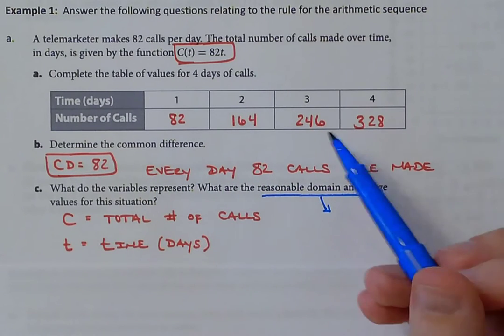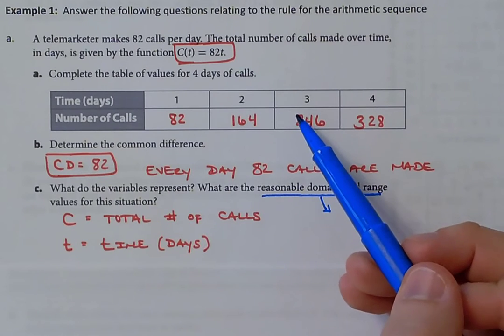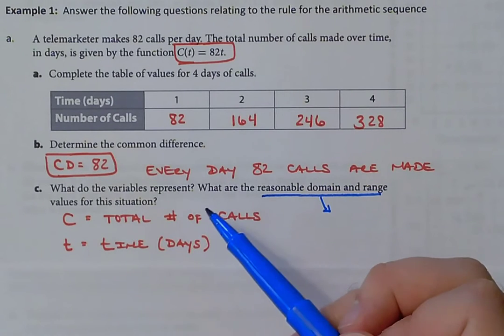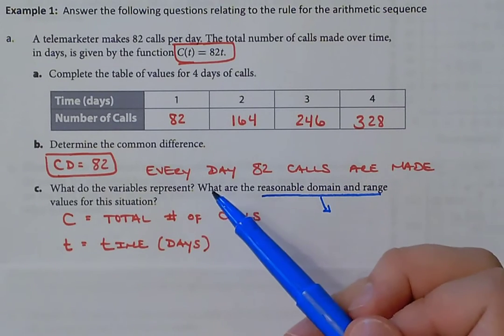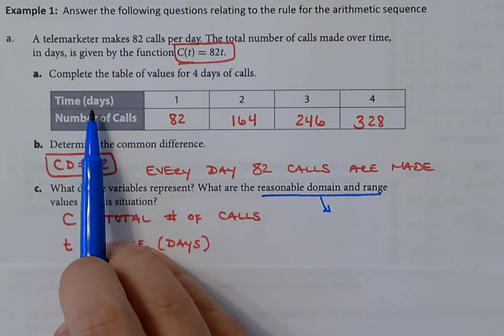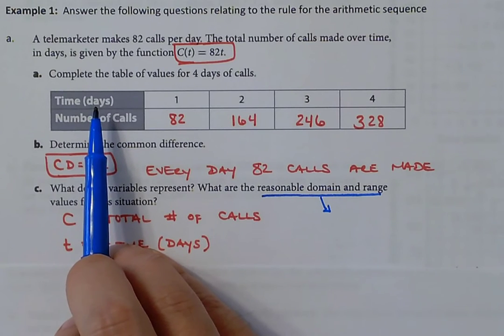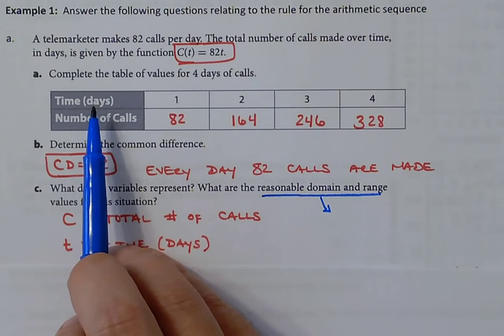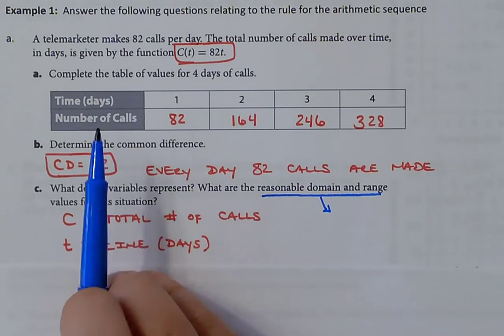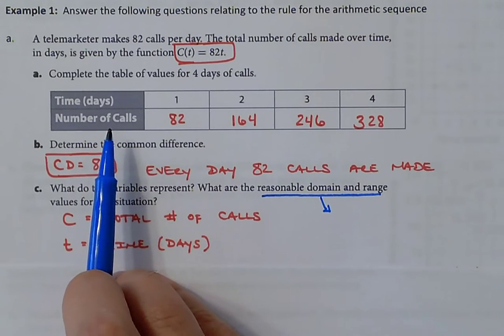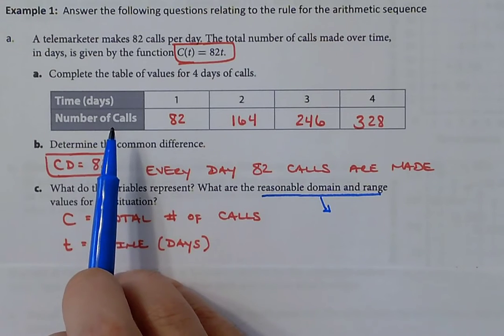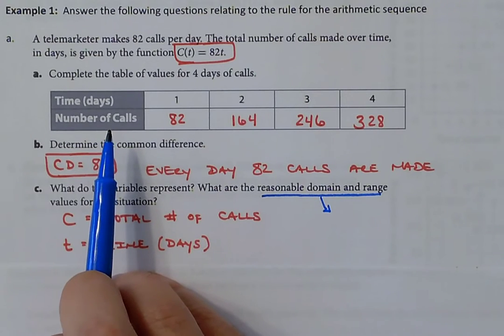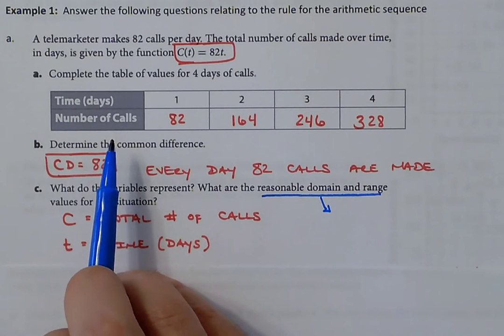But that would be if they wanted to know for this table, but they want to know it for this situation. So let's talk about something real quick. In terms of time, can I have a negative amount of days? I can't have negative 2 days. You can only have 1, 2, 3, 4, and so on days. Can I make a negative number of calls? No. So I cannot make a negative number of calls or a negative amount of days.